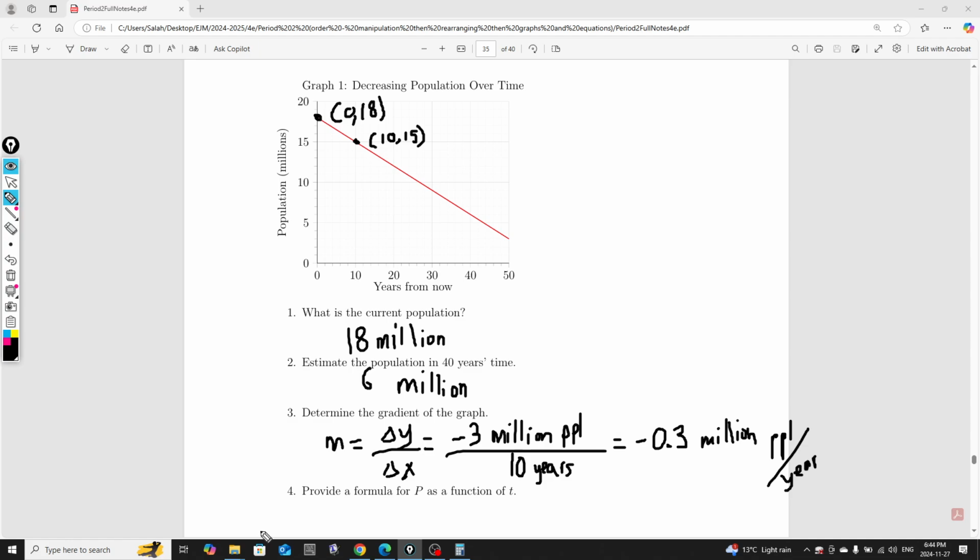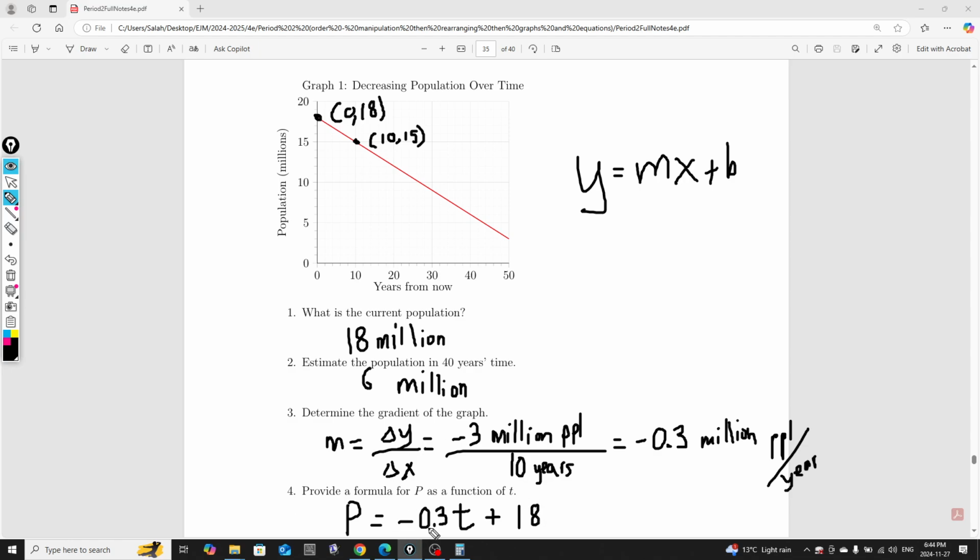Okay? And finally, provide a formula for P as a function of t. Okay, so P equals, again, we're going to follow that same idea, y equals mx plus b, right? Where m represents the slope, b represents the y-intercept. Now the slope, I just figured it out. It's right here, so I'm going to write negative 0.3. And then instead of x, I'm going to write t, as a function of t. And then plus my y-intercept. Now, my y-intercept was the current population, where the line starts, which was 18. Okay? And there you go.